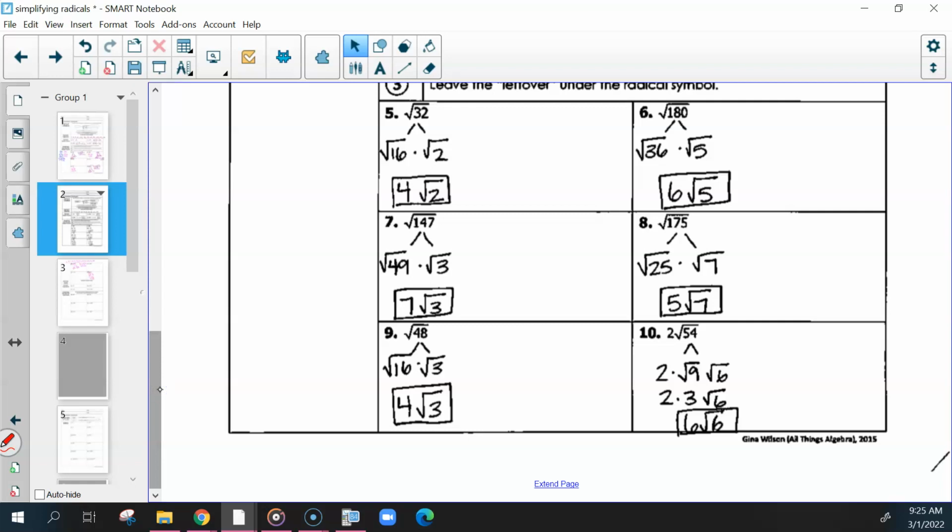So for number 7, final answer, 7 times the square root of 3. 8, the final answer, 5 times the square root of 7. Do you want to see either of those a different way? Or do you have questions on either of those?